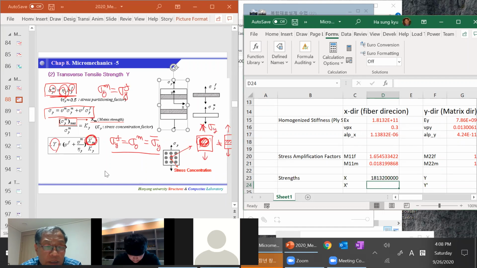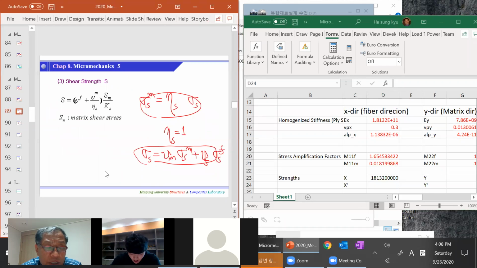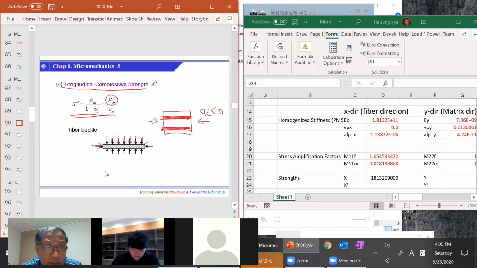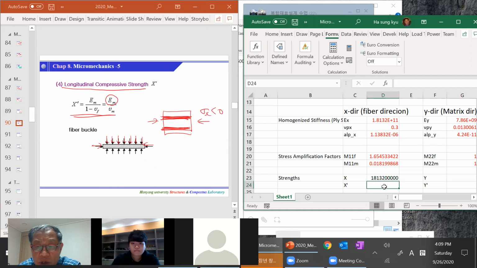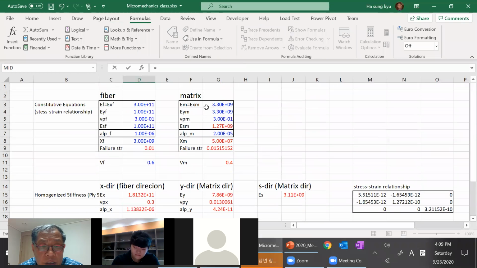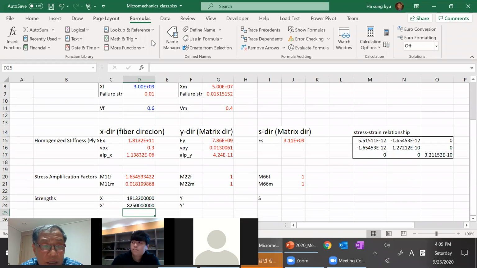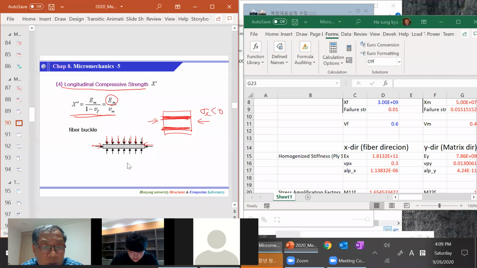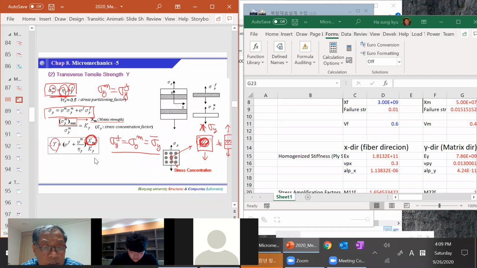But X prime is a little different. It's not directly calculated from the stress partitioning factors. And this one is somewhat related to EM. EM is here, divided by the matrix volume fractions. And why? I would say a failure due to resin. So this is the call you can call here, as it says.